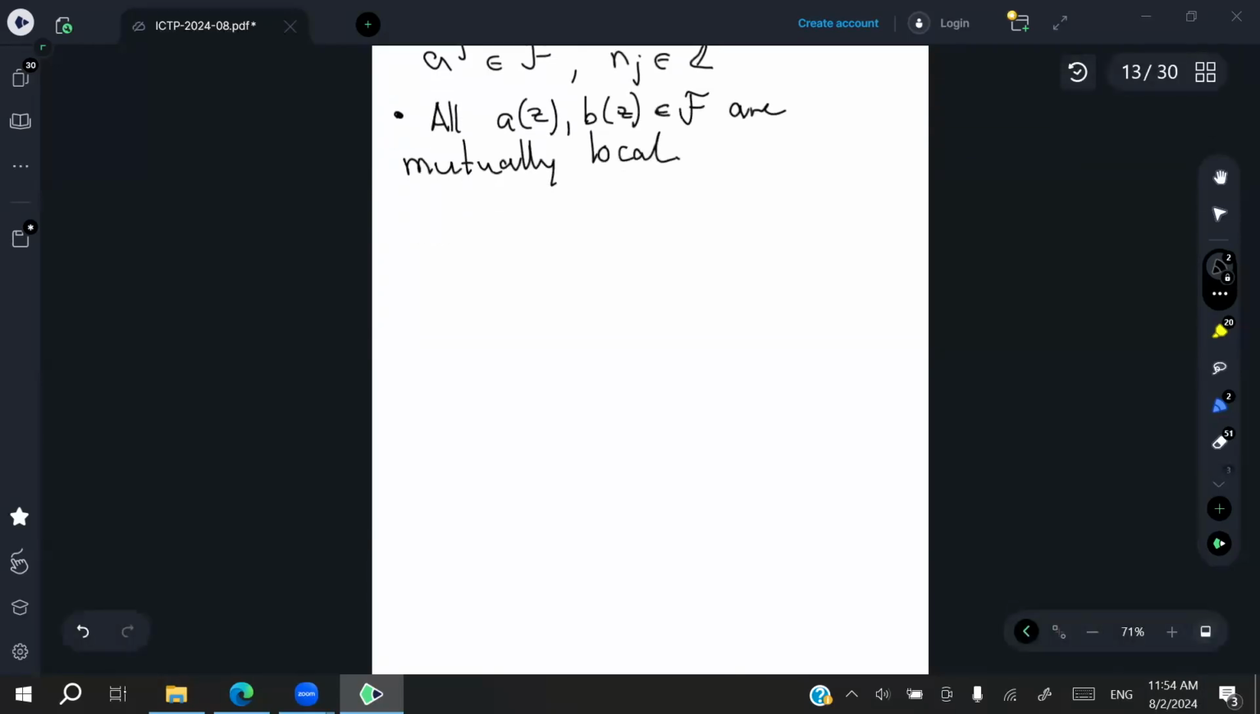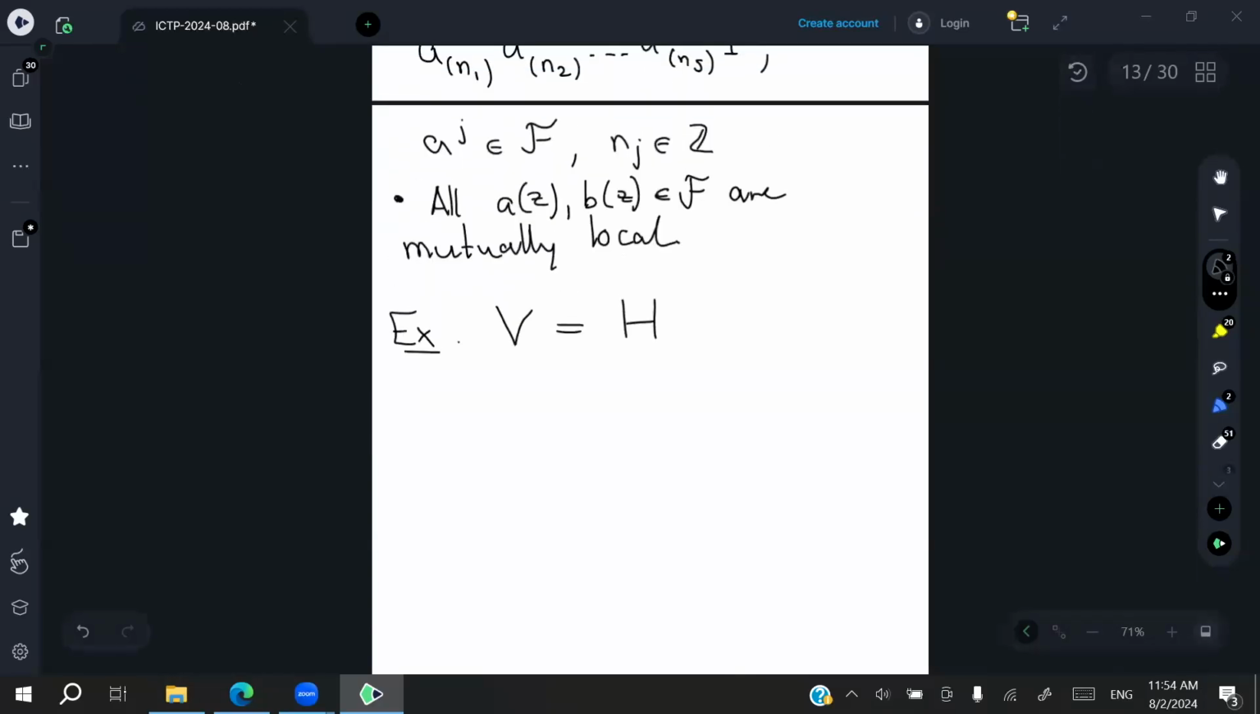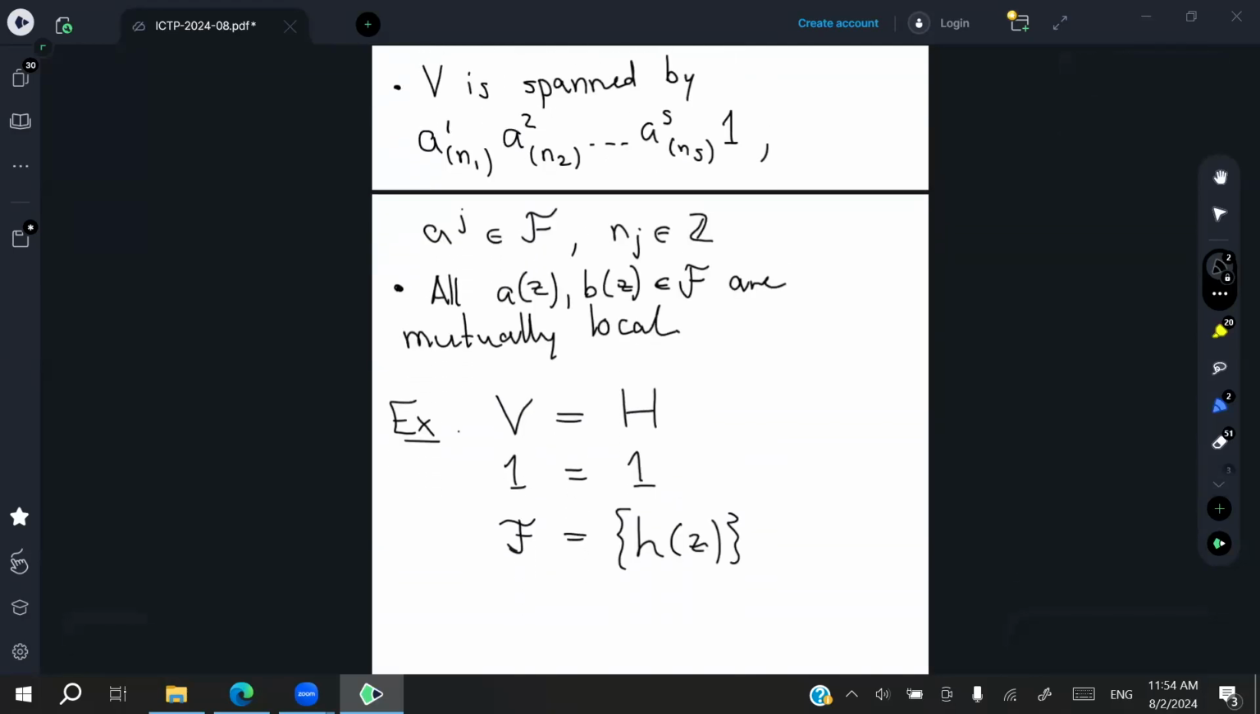Okay, so we have one example already. V will be our Fock space H. For the vacuum vector, it makes sense that we're just going to take the unit polynomial in H, 1. Now, a set of fields, it turns out we only need one quantum field, because it's pretty clear from the definition of H that it is generated from 1 by the coefficients of this field H(Z). So that's the only quantum field we need. And luckily, H(Z) is mutually local with itself, so that's good.